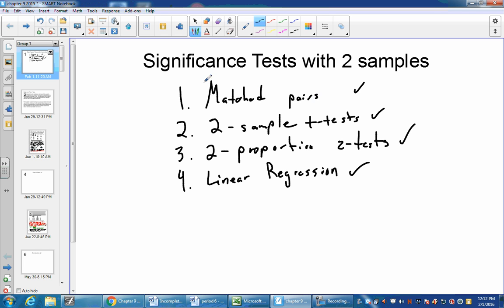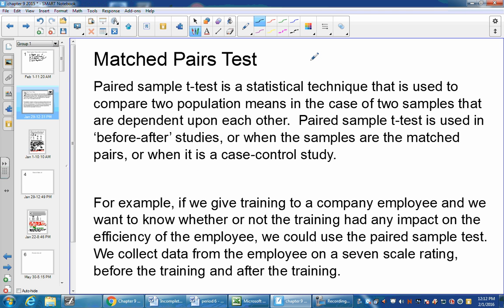The matched pairs is very similar to our previous chapter. Two-sample t is just a little bit of a stretch, and same with two-proportion z's. And then linear regression adds some newer components to it. So we'll start with a matched pairs test.